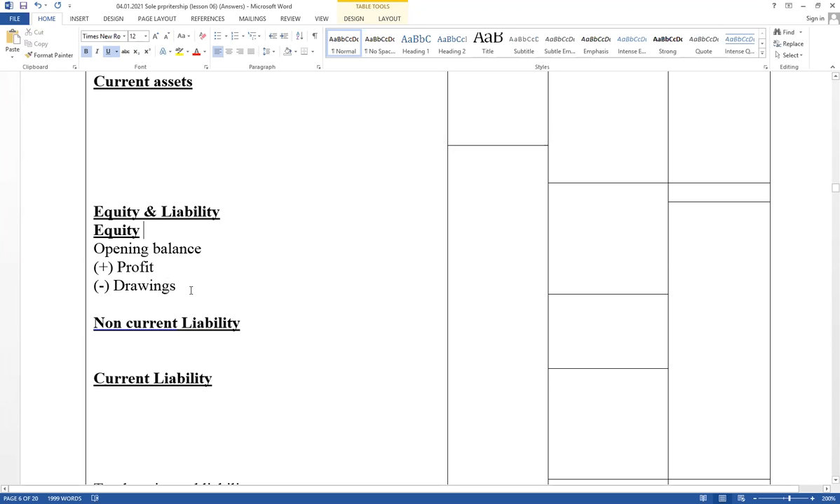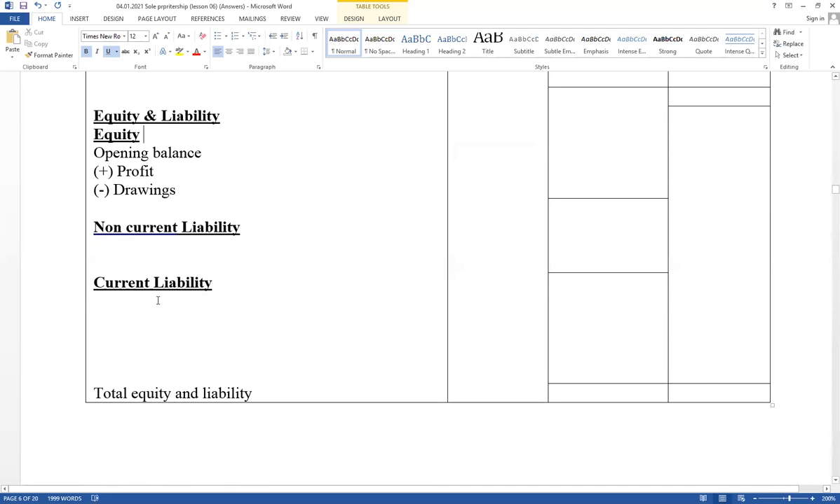Think about drawings here, the total value should be deducted. If it has given stock drawings in the additional information, it should be deducted under cost of sales calculation also. Very important. Here as drawings, not only stock drawings, both cash drawings and stock drawings, the total value should be deducted here. Drawings are also part of equity. The effect is equity decreases, therefore it should be deducted. Then non-current liability and current liability.